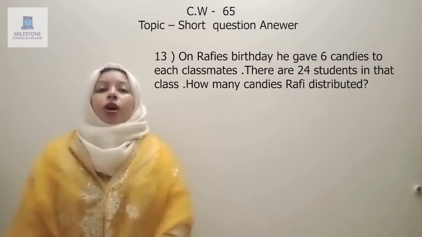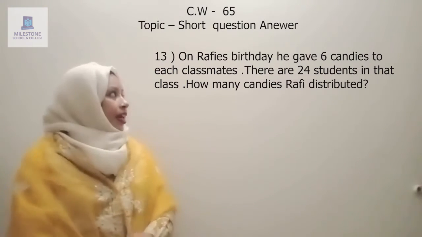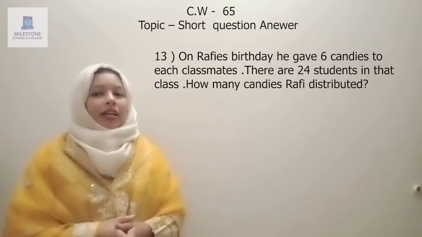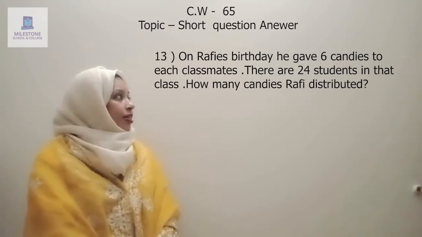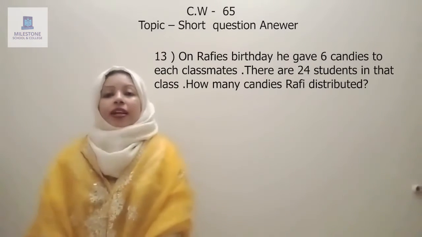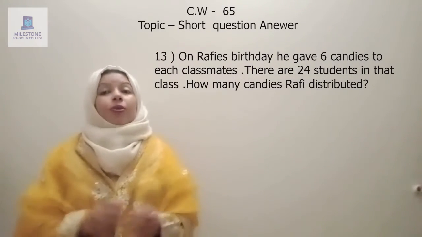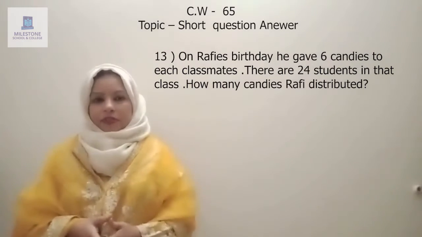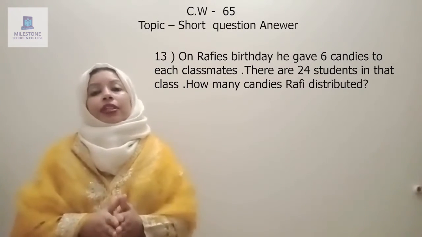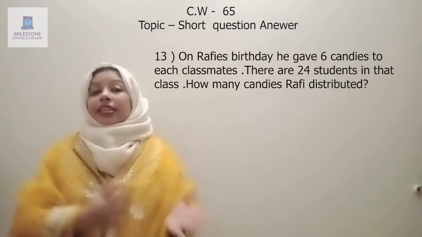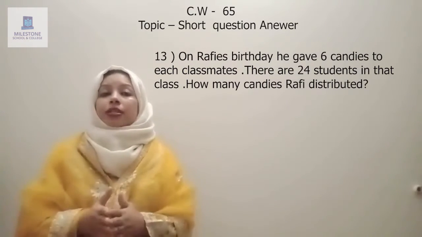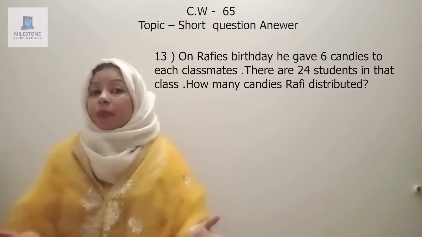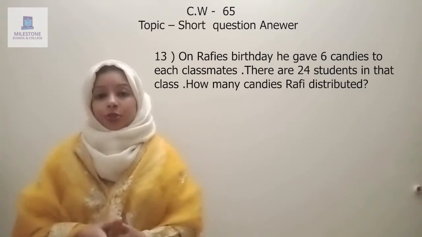The question is, on Rafi's birthday, he gave 6 candies to each classmate. There are 24 students. How many candies did Rafi distribute? Look at the question very attentively, at what information they have given you. They have given you that Rafi gave 6 candies to each classmate. That means one classmate got 6 candies. And there are how many total students? 24 students.